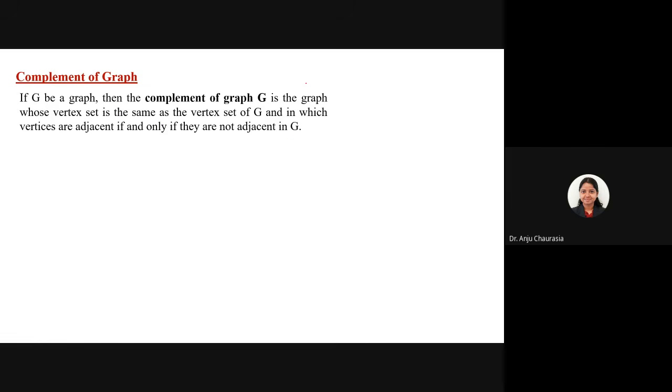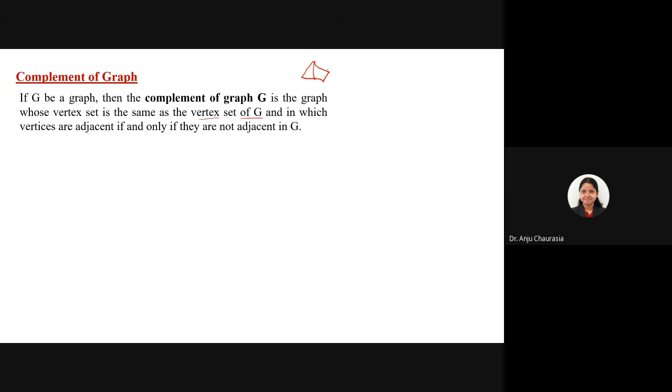आपके पास वर्टेक्स सेट है वो सेम होंगे, same vertex set as the vertex set of G. Both vertex sets will be common, and in which vertices are adjacent if and only if they are not adjacent in G.